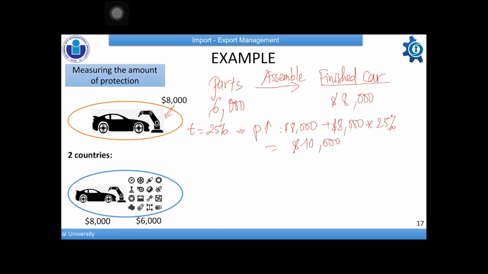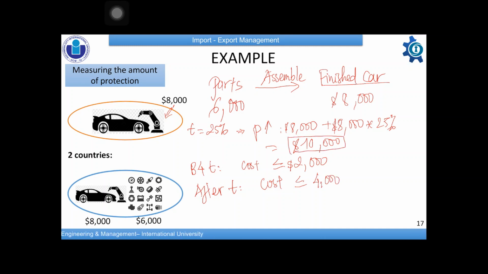So in the first case, before tariff, the price of the parts is $6,000 and the price of the finished car is $8,000. So when they do the assembling, they only do assembling when the cost of assembling is less than or equal to 2,000, right? 8,000 minus 6,000. But after tariff, they do assembling when the cost of assembling is less than or equal to 4,000, because they can sell the car at the price $10,000.